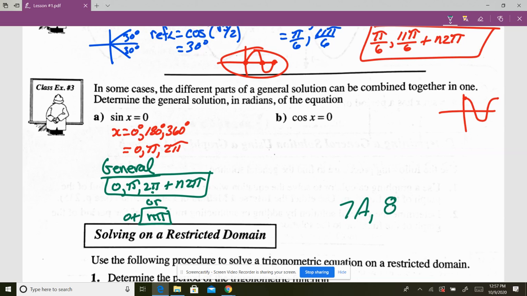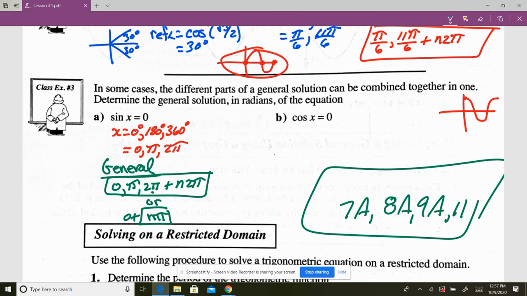7a, 8a, 9a, and I want to say 11. Let me make sure. Yes, 11. 11 is essentially this, cos x equals 0.